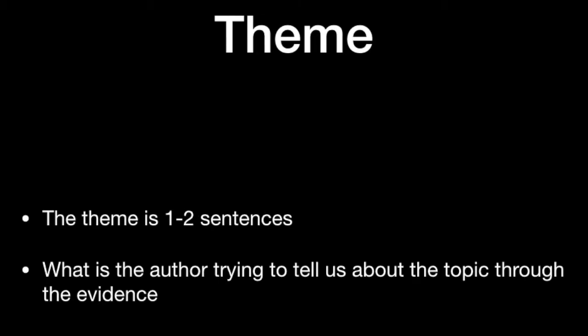And that message is the theme. It's one or two sentences, and it's, again, what does the author want us to know? So if your topic is love, and in the story you have somebody who sacrifices themselves in order to save a friend or a family member, then our theme might be something along the lines of love is shown through sacrifice. That's a message, that's a theme that we can take away.